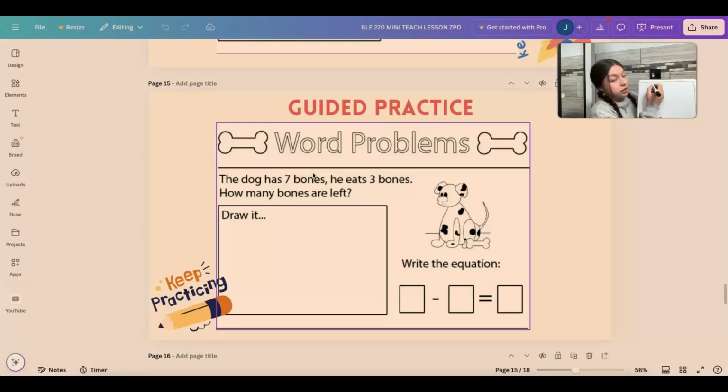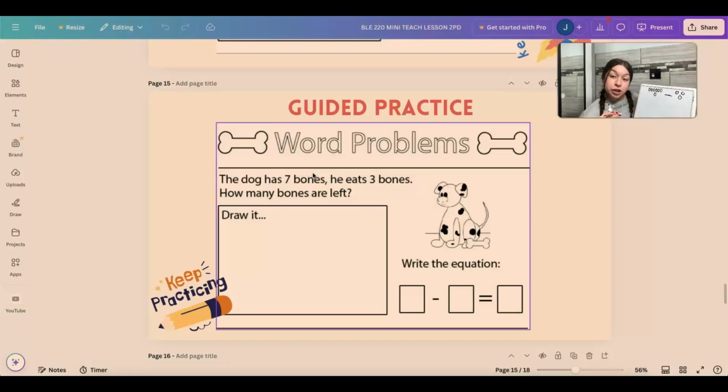I'm going to do dots this time. So 1, 2, 3, 4, 5, 6, 7, and then what's the symbol? A minus. Good job. And then how many did he eat? 3. Nice job. 1, 2, 3. Perfect.